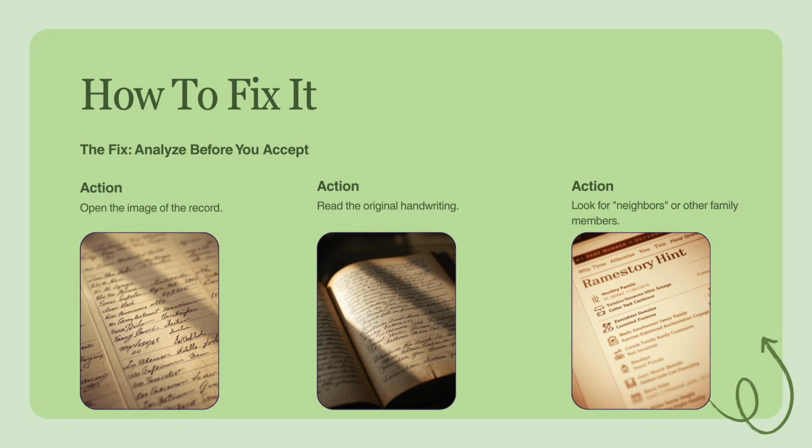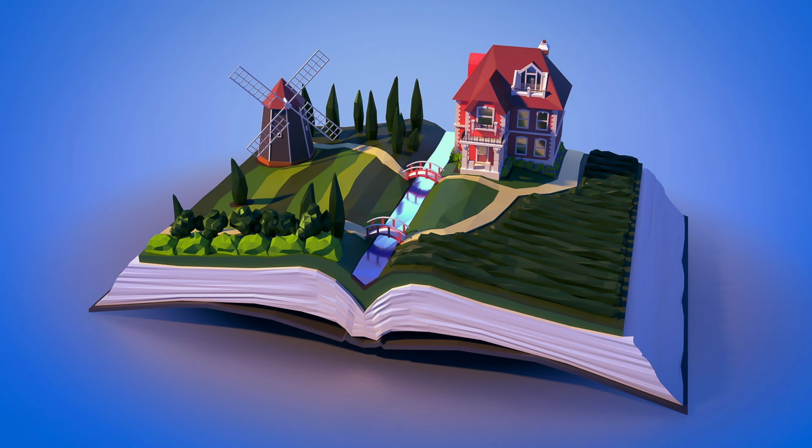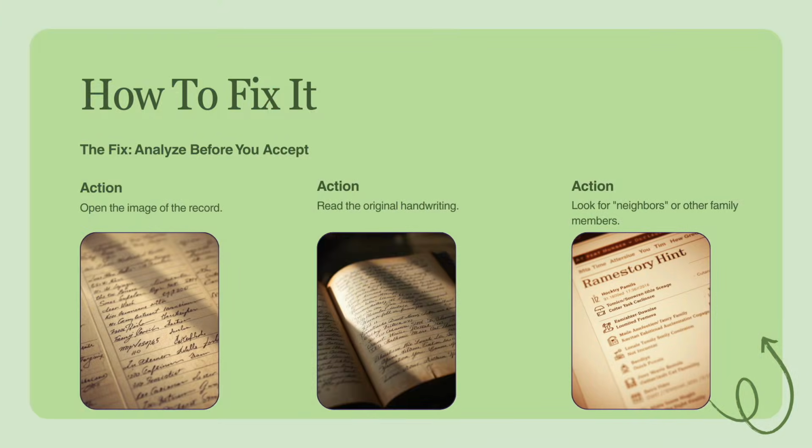The fix is simple, but requires discipline. Never click yes until you have opened the actual image of the record. Read the handwriting. Look at who else is living in the household. If your John Smith is supposed to be married to Mary, but the John Smith in the hint is married to Margaret or Penelope, well, that is a red flag. Do not accept it just in case. Leave it pending or reject it.